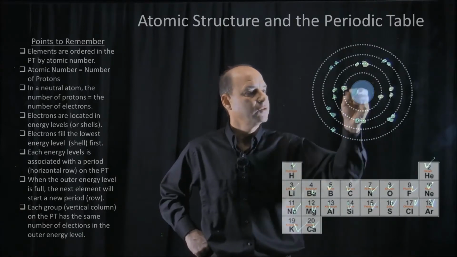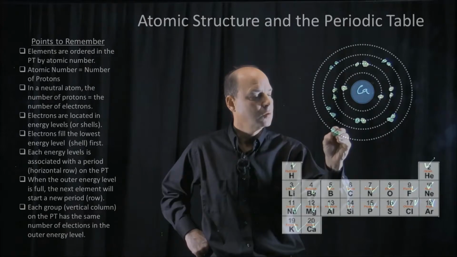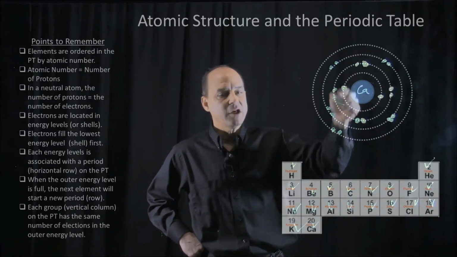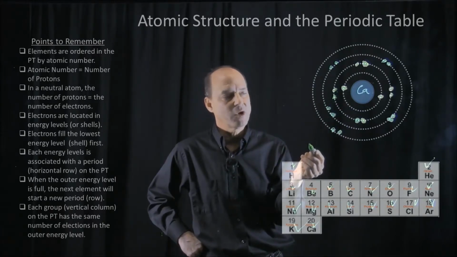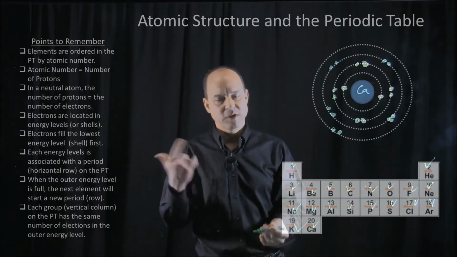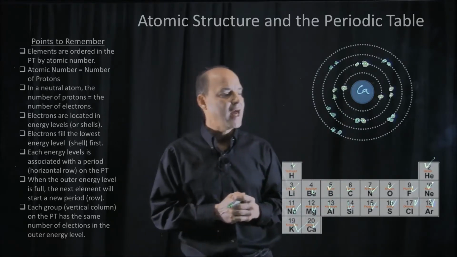All right, so calcium. If you were to count all these electrons, I would have 20 electrons because calcium has 20 protons. In a balanced atom, you have as many negative charges as you do positive charges. This is a balanced calcium atom.